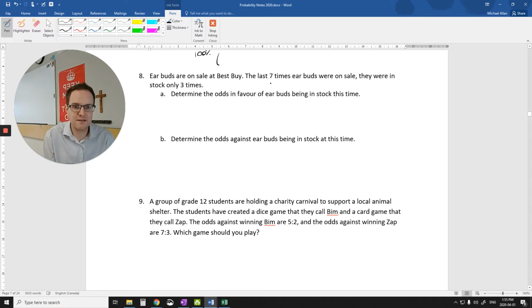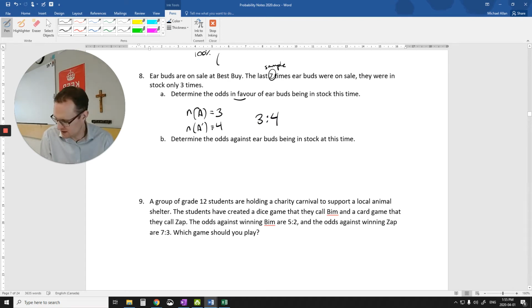Earbuds are on sale at Best Buy. Seven times they were on sale, and they were in stock only 3 times. So what are the odds in favor that they're going to be in stock? Well, I know that the number in favor is 3. The number out of stock is 4, because 7 is my sample space here. I have 7 trials. So that is going to be 3 to 4 odds that they're going to be in stock this time. Odds against, you just flip them around, so 4 to 3 odds.